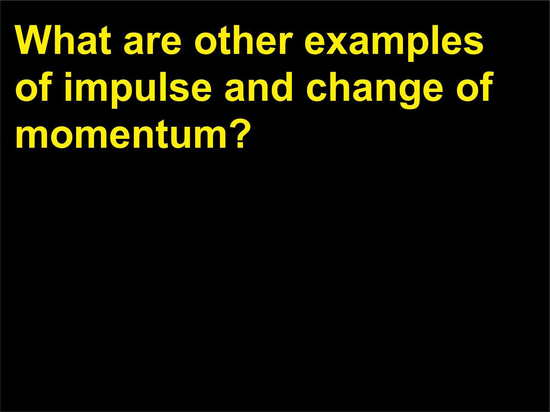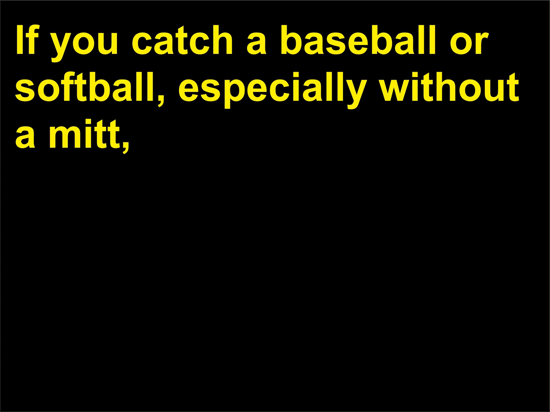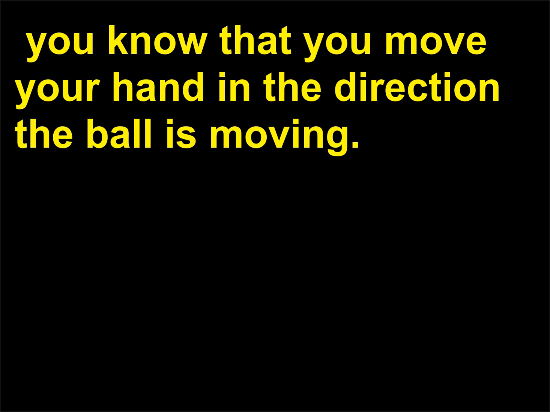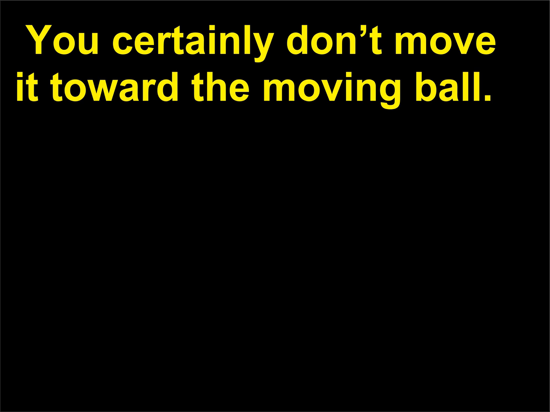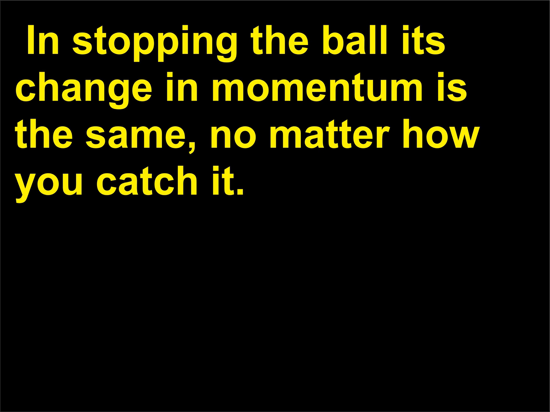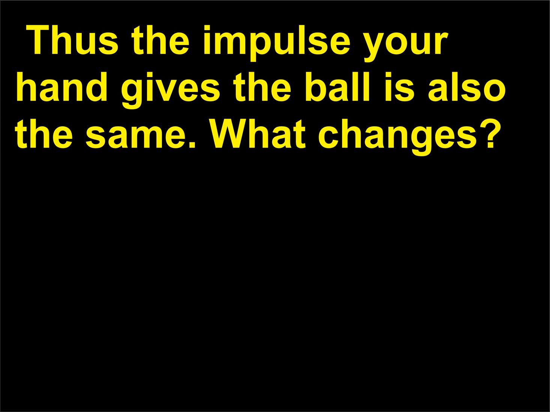What are other examples of impulse and change of momentum? If you catch a baseball or softball, especially without a mitt, you know that you move your hand in the direction the ball is moving. You certainly don't move it toward the moving ball. In stopping the ball, its change in momentum is the same, no matter how you catch it. Thus the impulse your hand gives the ball is also the same.